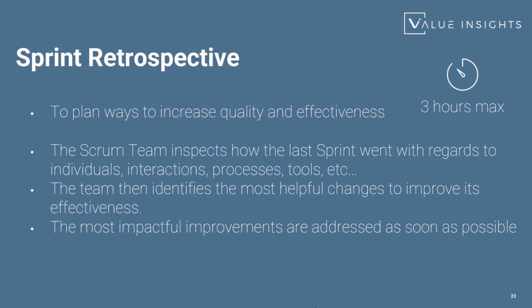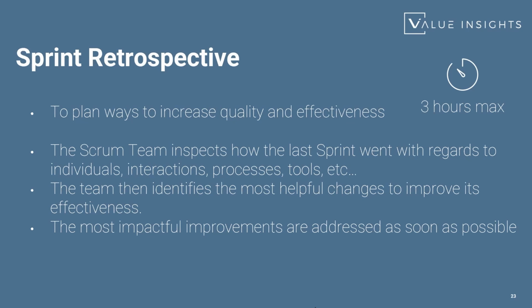Now here is the last event of a sprint in Scrum, and that's called the retrospective, and it's all about planning ways to increase quality and effectiveness. So it's time for the team to pause and think about what they have been doing great and need to keep, what is not going well, and what they need to improve. So that's where the Scrum team will look at individuals, interaction, processes, tools, and so on, and check what can be improved from there.